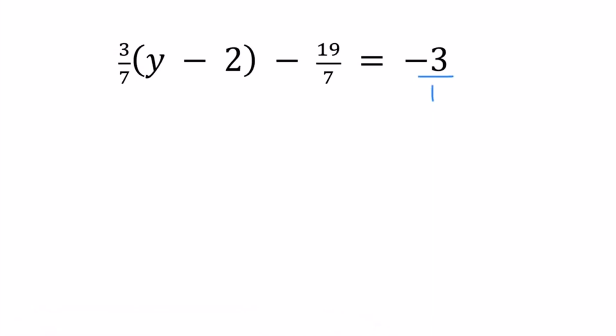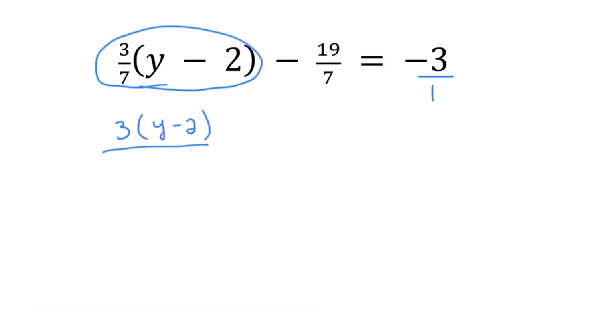We can rewrite the 3/7 times (y - 2) right here. We can do this in two ways. One is to bring the y - 2 to the top, which is 3 times (y - 2) over 7. And then we can multiply in the 3, which would give us (3y - 6)/7. That's one way of doing it.